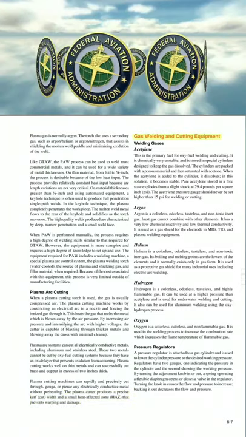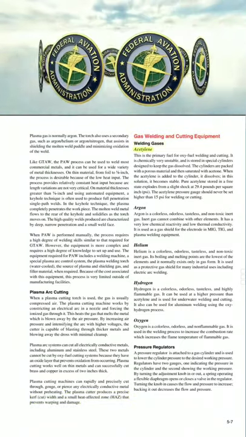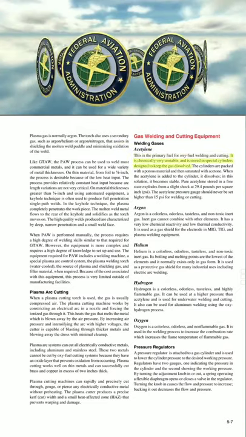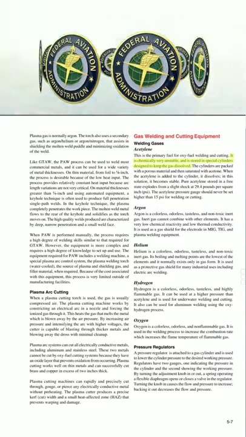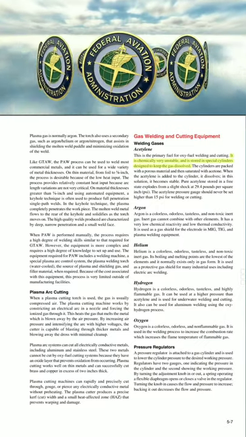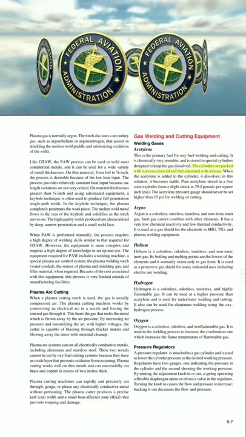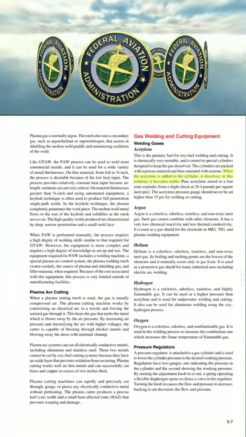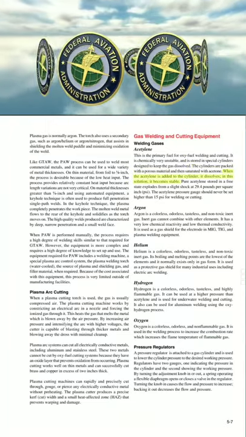Gas welding and cutting equipment. Welding gases. Acetylene. This is the primary fuel for oxy-fuel welding and cutting. It is chemically very unstable, and is stored in special cylinders designed to keep the gas dissolved. The cylinders are packed with a porous material and then saturated with acetone. When the acetylene is added to the cylinder, it dissolves. In this solution, it becomes stable.